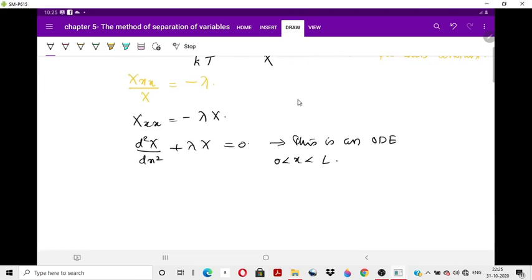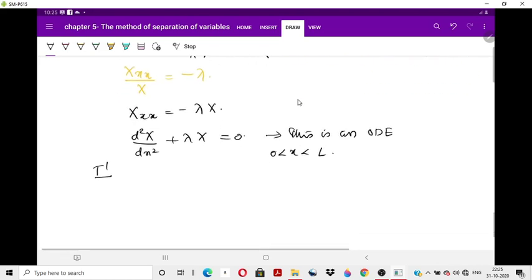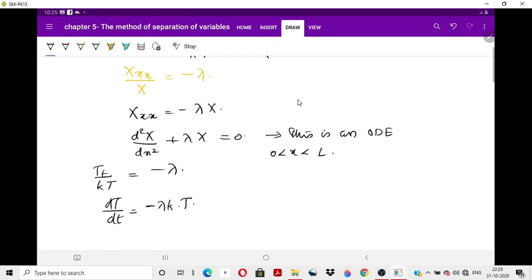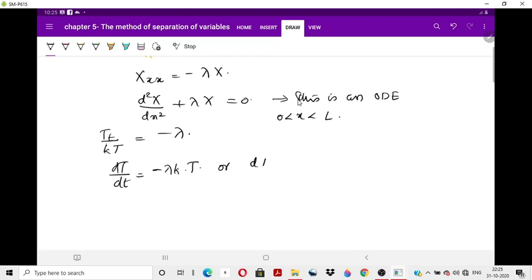And also if we consider the second one, that is T dash by K T is equal to minus lambda, or d capital T by dt is equal to minus lambda K into capital T, where t is greater than 0. Okay.